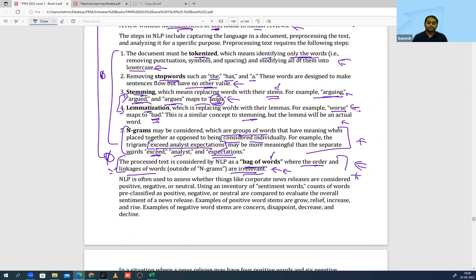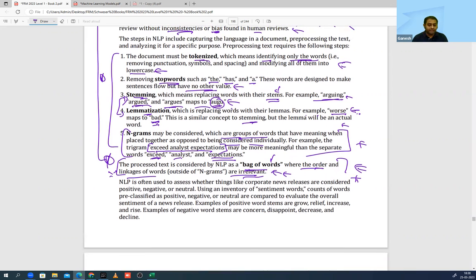All good? Last, should I move towards the last part?